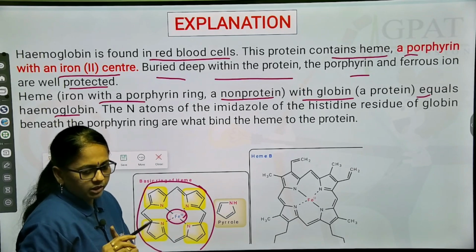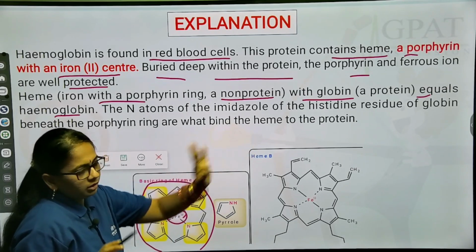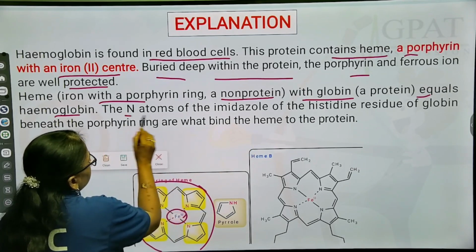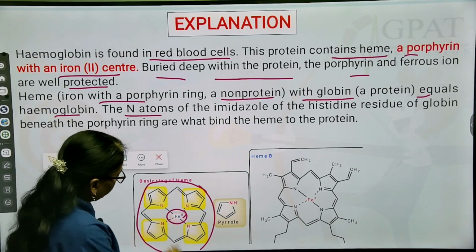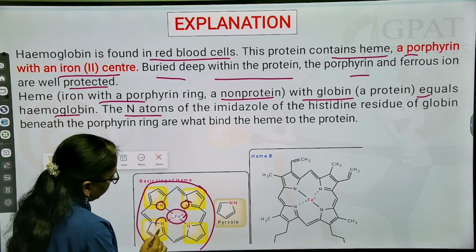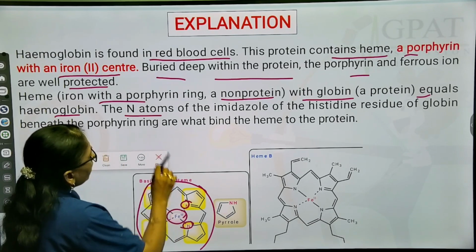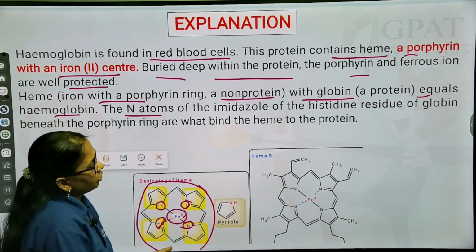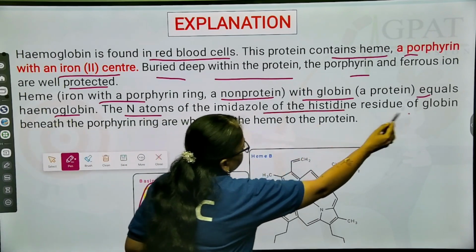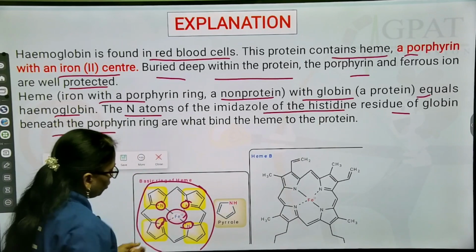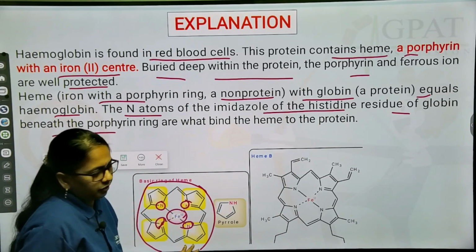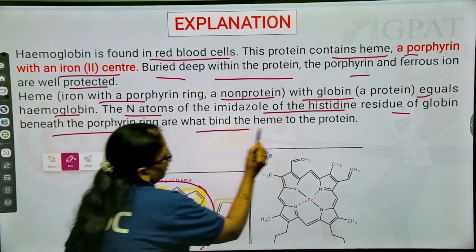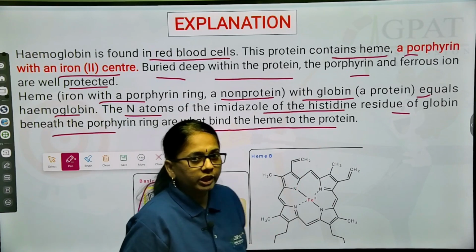Heme, whenever it is attached to the globin, becomes hemoglobin. Nitrogen atoms which are present here, you are going to see 4 types of nitrogens. These nitrogen atoms of this imidazole, we know that this is an imidazole ring, of this histidine residue of the globin, which is going to be present in this porphyrin ring, are tightly binding the protein to the heme.